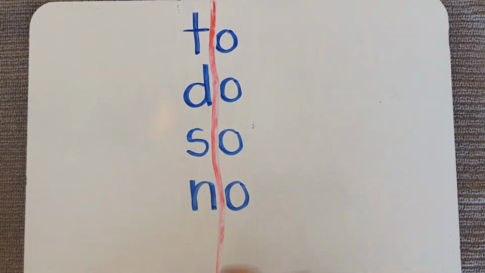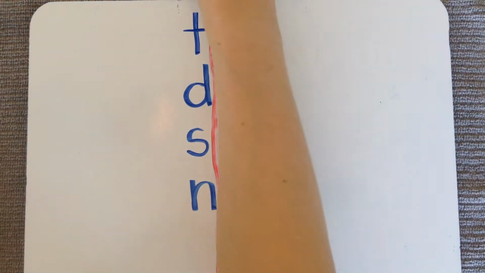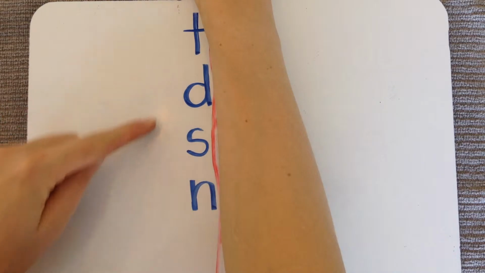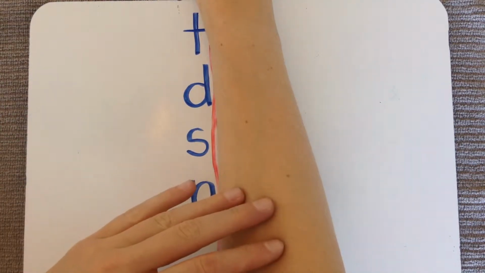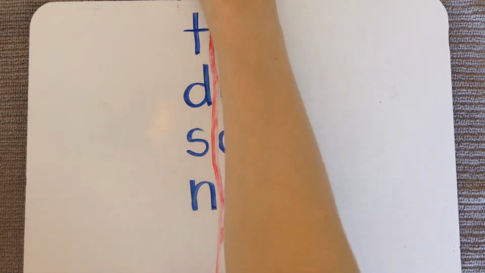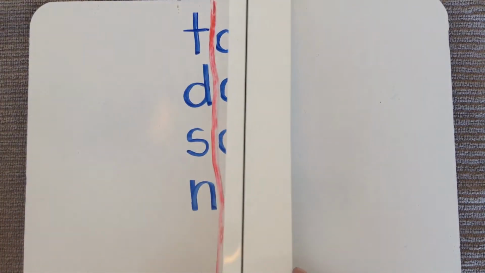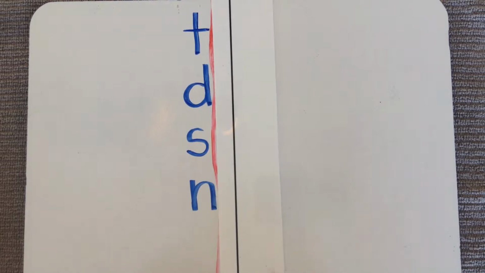So the next step is to cover up the second letters. We only need to pay attention to the first letters in the word. This is going to be a bit difficult if you use your arm and this is your writing arm, so perhaps you can find something else to cover up those second letters. That way your writing arm is free.